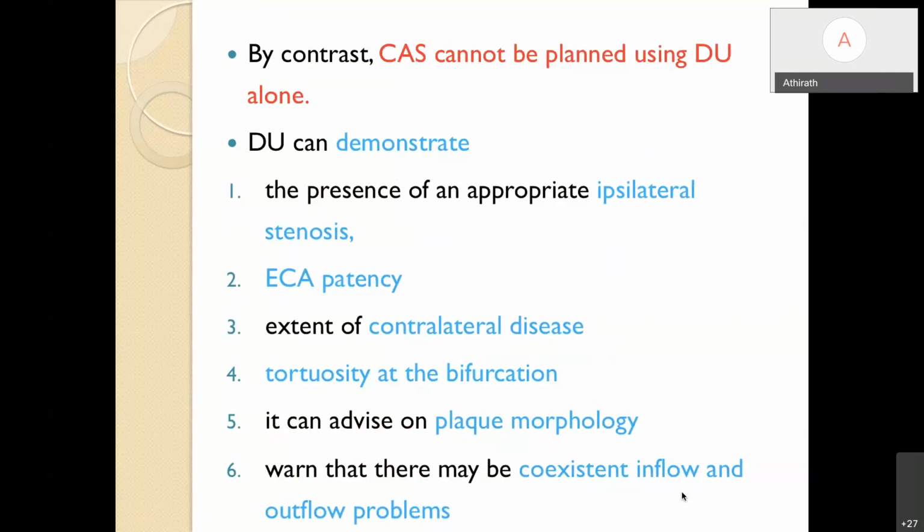But in CAS, carotid artery stenting cannot be planned using duplex ultrasound alone. That is because there are a lot of anatomical considerations that need to be taken before you perform a carotid artery stenting. And duplex ultrasound will not help you in knowing all the anatomical details. It can help you in certain findings such as knowing about an ipsilateral stenosis or the ECA patency, extent of contralateral disease, any tortuosity at the bifurcation. It can advise on plaque morphology and coexistent inflow and outflow problems.